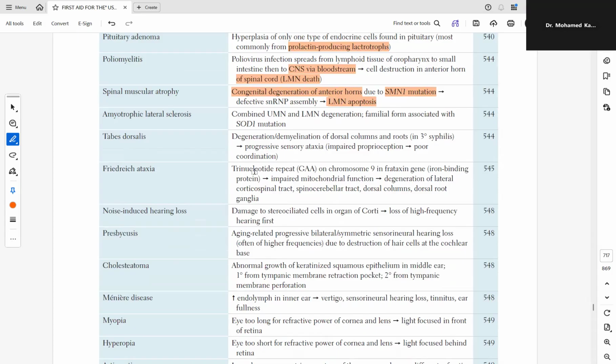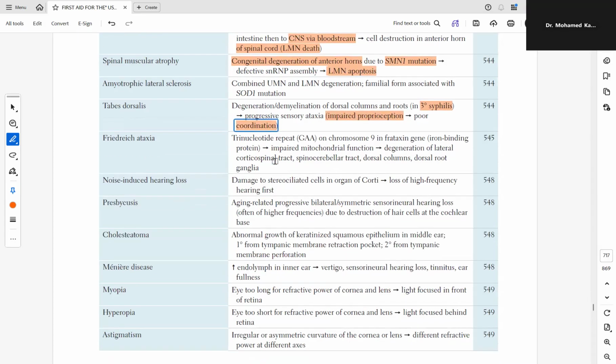Tabes dorsalis: degeneration and demyelination of dorsal columns and roots, like in tertiary syphilis, because we have primary, secondary, and tertiary syphilis. Okay, leading to progressive sensory ataxia, impaired proprioception, and poor coordination.